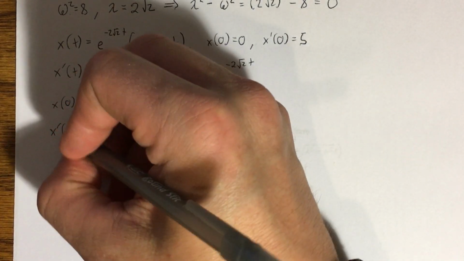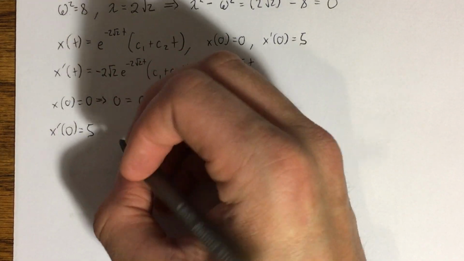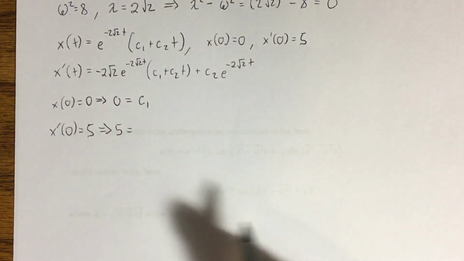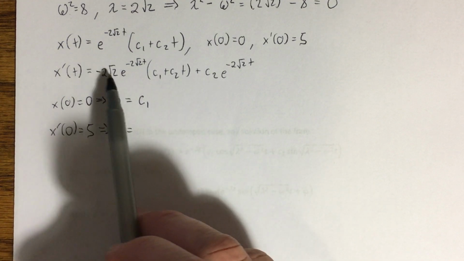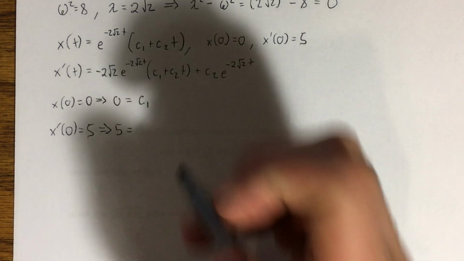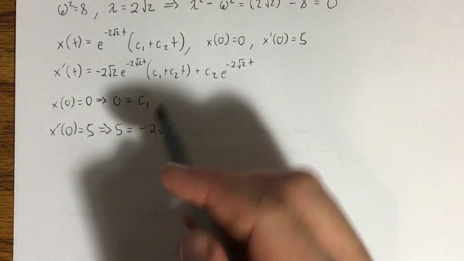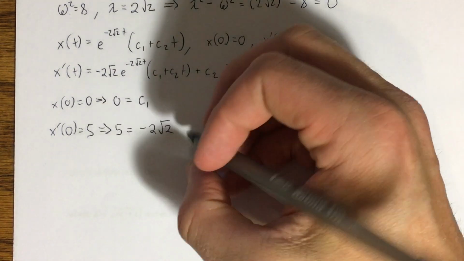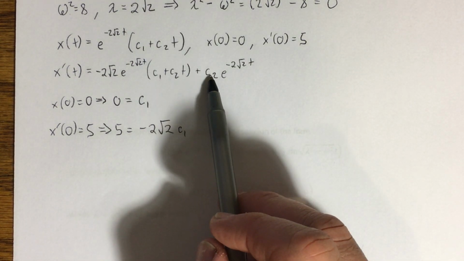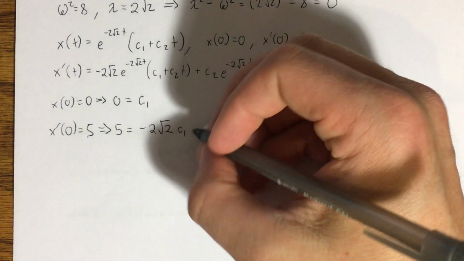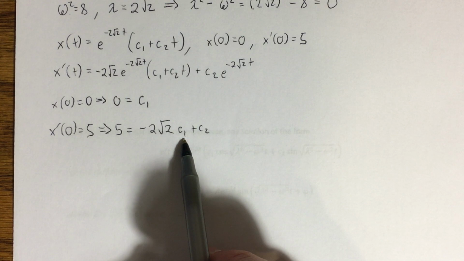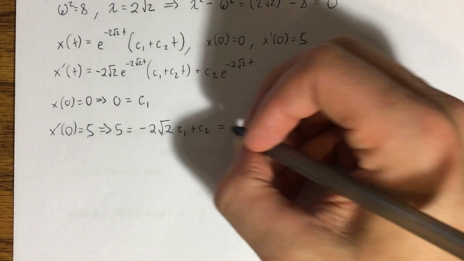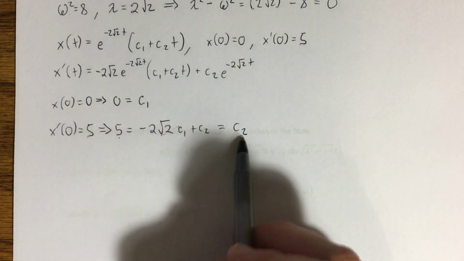What about x prime of 0 equals 5? What does that tell me? Well, 5 is equal to, let's plug in a 0 here. I'm going to get negative 2 root 2 times 1 times, plugging a 0 in makes this go to c1, so times c1. And then plus c2 times, well, this will be equal to 1 as well, so plus c2. However, we know what c1 is equal to. We solved for it already. It's equal to 0, which makes that term go away and just gives me c2. So 5 is equal to c2.